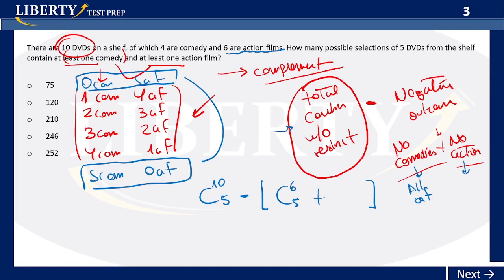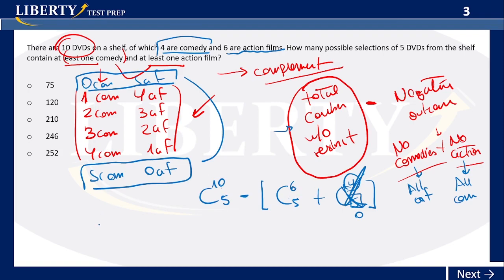Plus, no action films. No action films would be the same thing as saying all comedies. Now, all comedies would be what? 4 comedies. Selection of 5 out of a group of 4. Can you do that though? Can you select 5 things out of a group total of 4? No, that's impossible, right? In order for you to make a selection, the group has to be at least as large as the selection. So this one is 0. It's not possible to have all of them being comedies because there are only 4 comedies. So basically you have combination of 10 over 5 minus combination of 6 over 5.